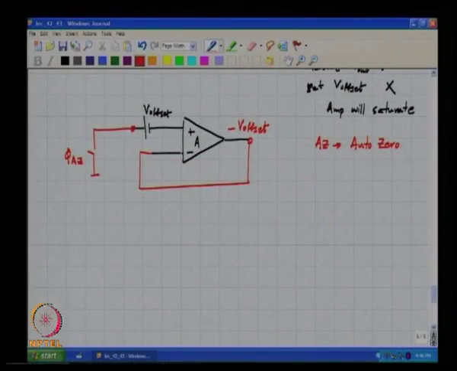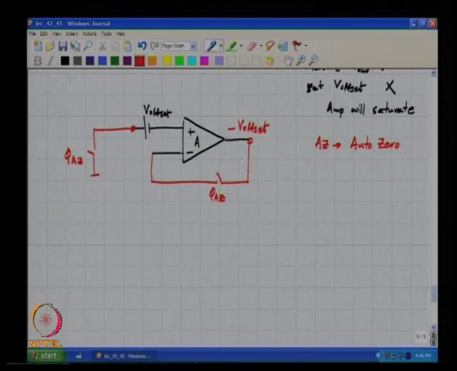So, when phi AZ goes high, the positive input terminal of the amplifier, the preamp, should be connected to ground, right. You should enable the unity gain feedback path around the amplifier, phi AZ, and what happens at the output of the amplifier? The voltage that is developed can be stored on a capacitor, right. So, where do you think you can put the capacitor?